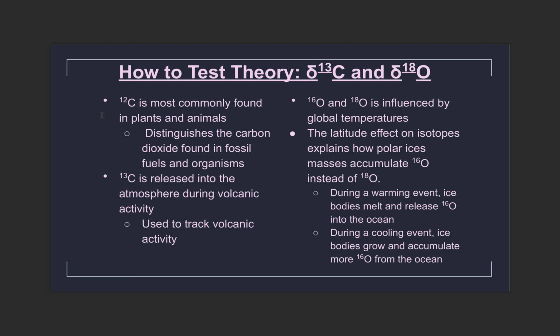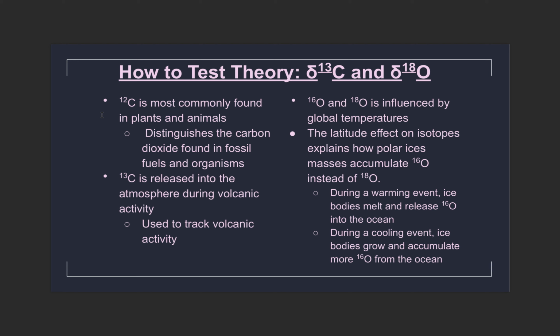Oxygen isotopes, on the other hand, are also useful for testing this theory because they give insight about the temperature of the Earth throughout history. And this is because of oxygen-16's presence in polar ice masses. So, to explain, due to the latitude effects, when air masses are moving to higher and cooler latitudes, they tend to precipitate oxygen-18 first because it is a heavier isotope.